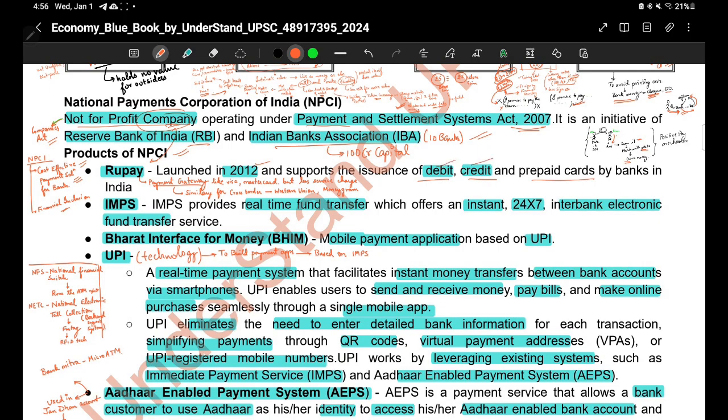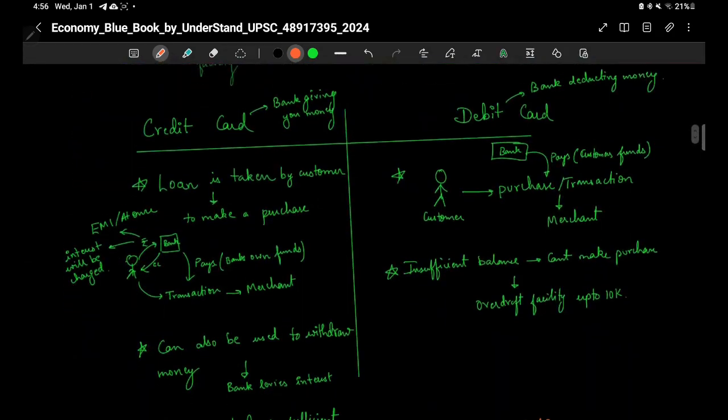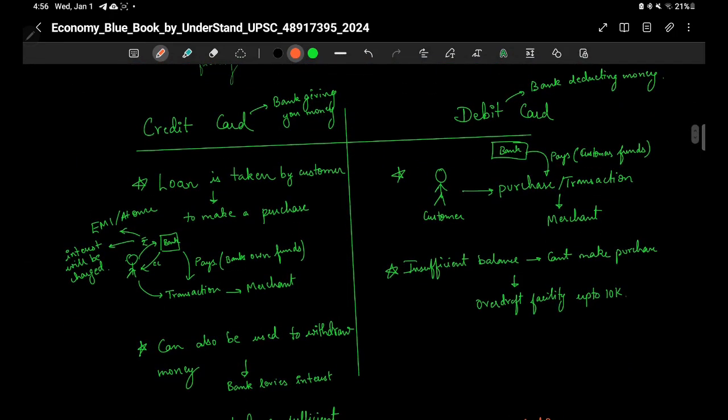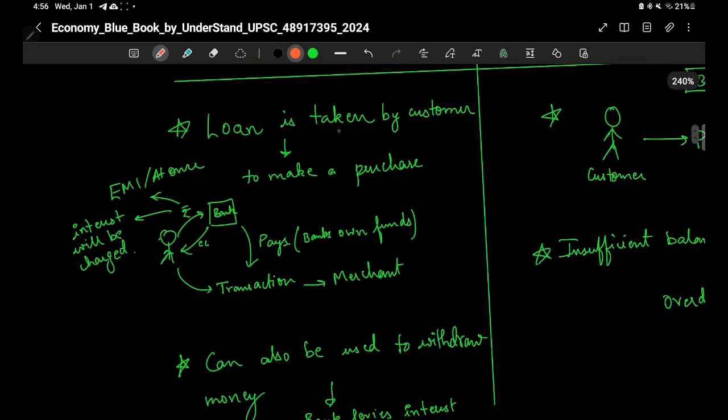Now they have used the word debit and credit. What is the difference between debit and credit card? I'll just tell you in brief. Credit card means the bank is going to give you some money as a loan, then you can spend it, and you have to return that money in the form of some interest. Debit card means the bank is going to deduct some money from your bank account, which already has some money which you have already deposited. A loan is taken by the customer to make a purchase.